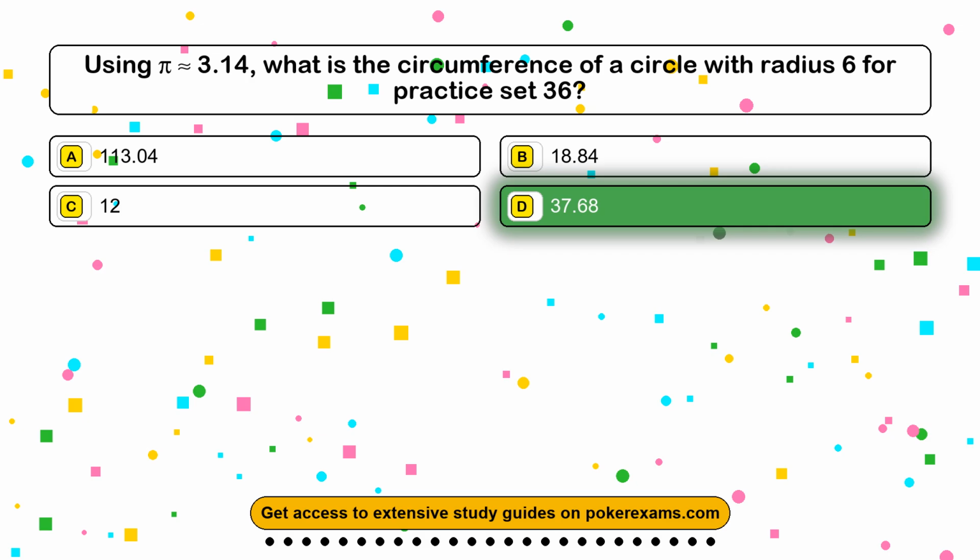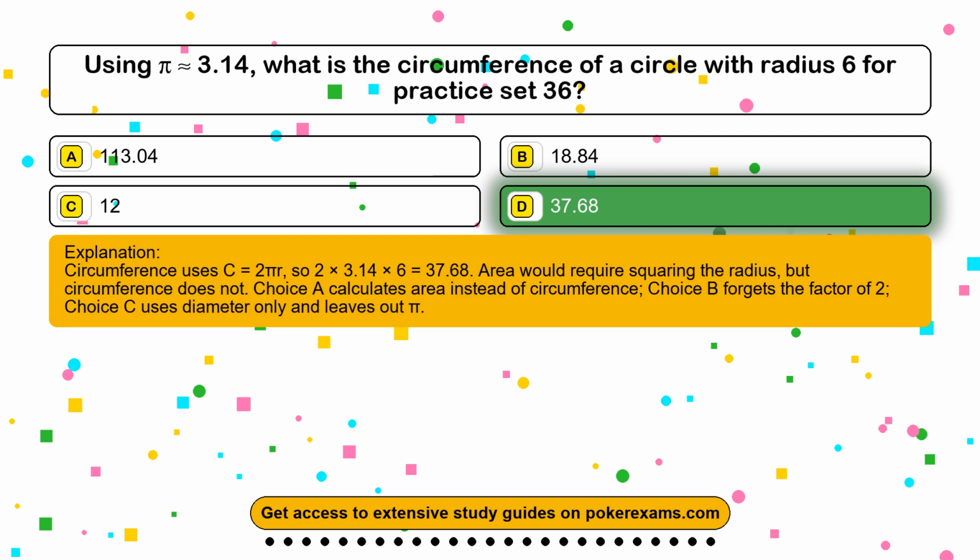The correct answer is option D, 37.68. Circumference uses C equals 2 pi r, so 2 times 3.14 times 6 equals 37.68. Area would require squaring the radius, but circumference does not. Choice A calculates area instead of circumference. Choice B forgets the factor of 2. Choice C uses diameter only and leaves out pi.